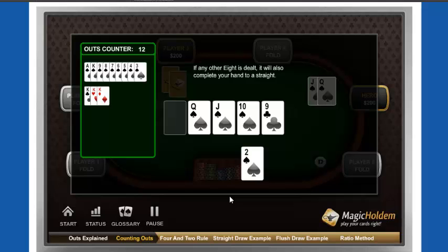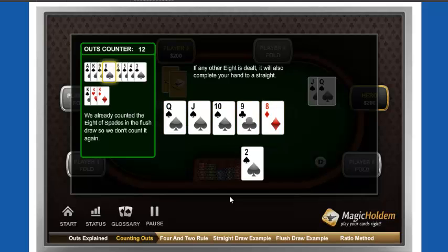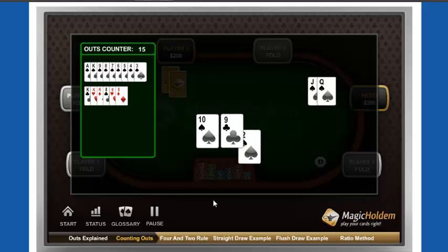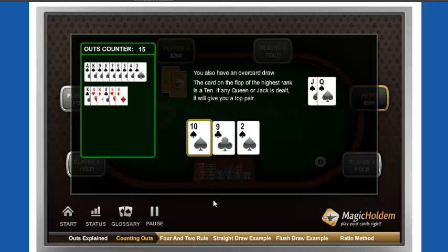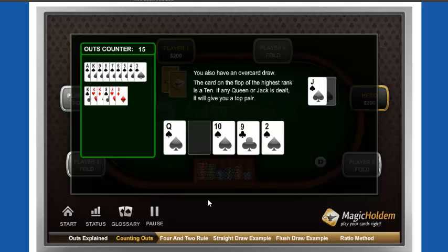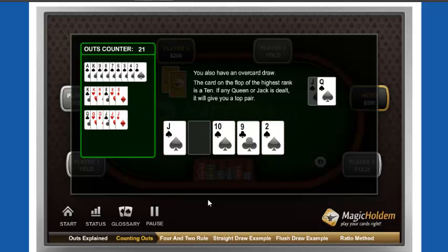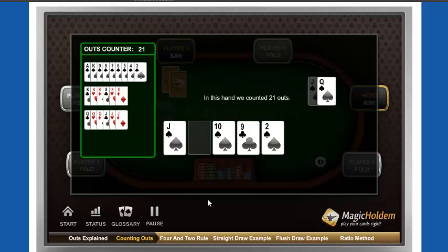If any other 8 is dealt, it will also complete your hand to a straight. We already counted the 8 of spades in the flush draw, so we don't count it again. You also have an overcard draw. The card on the flop of the highest rank is a 10. If any queen or jack is dealt, it will give you a top pair. In this hand, we counted 21 outs.